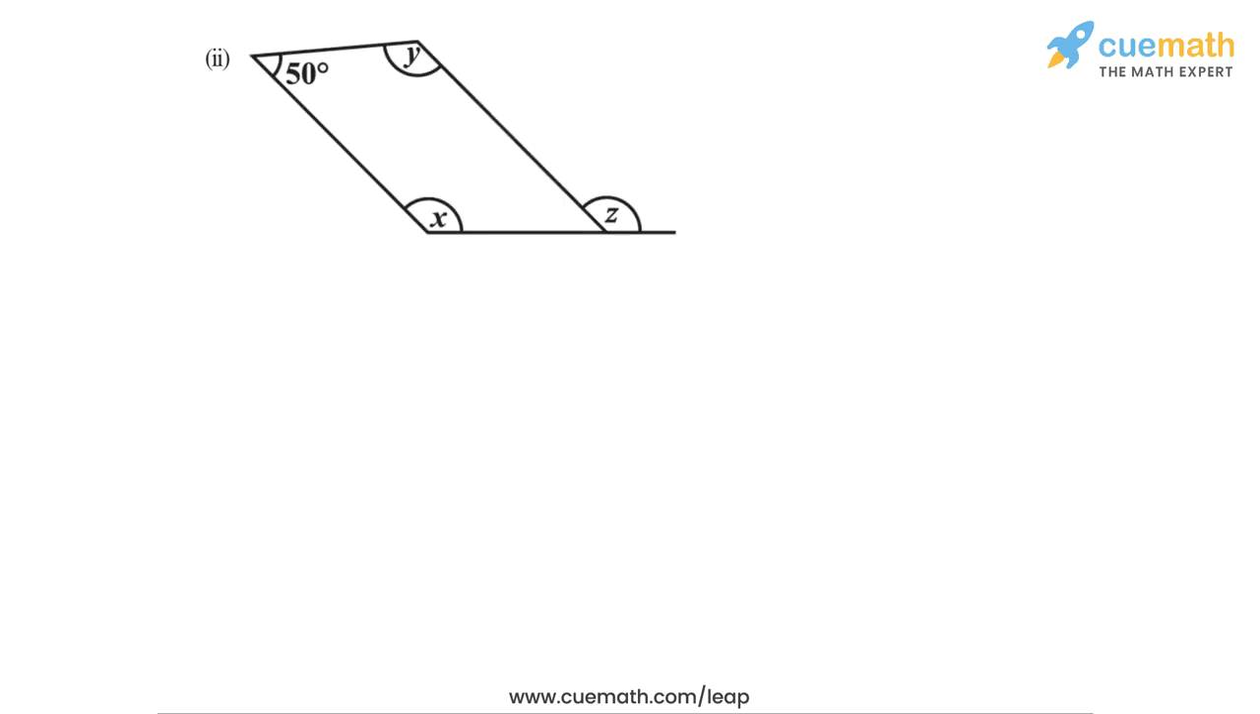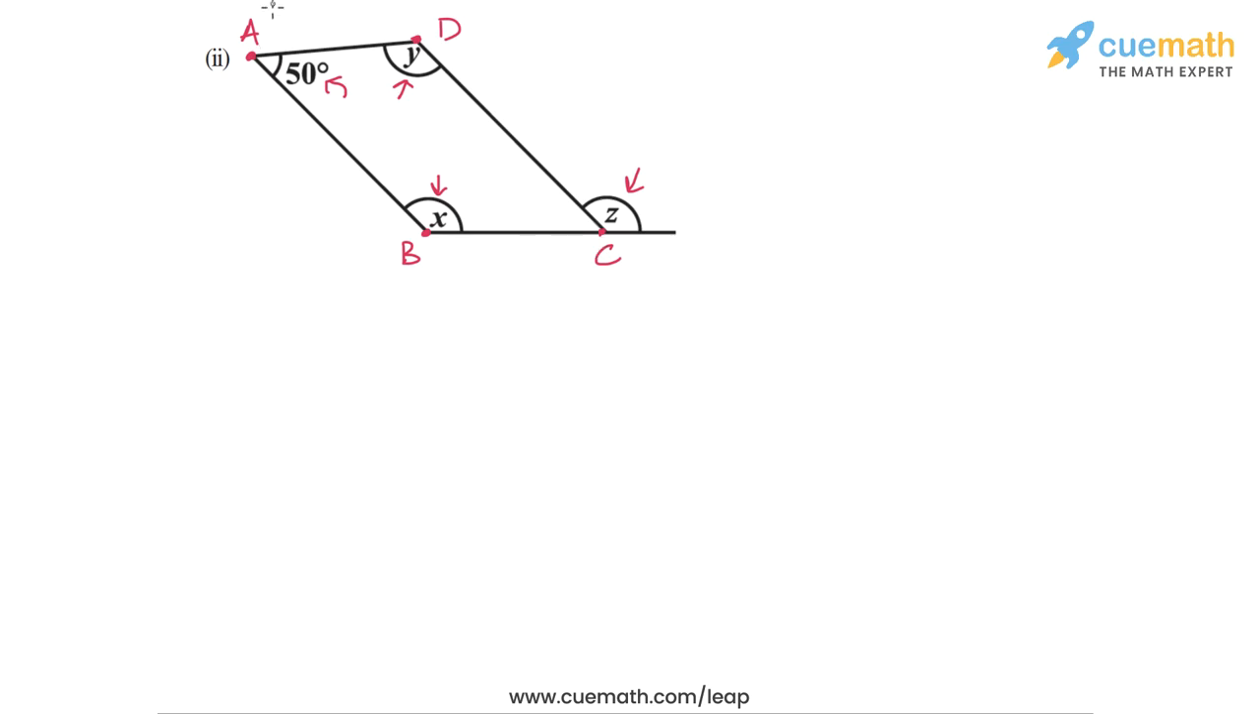Now in part 2, we have this parallelogram. Let's label the vertices of the parallelogram. So let's call this A, B, C and D. And we see that one of the angles of the parallelogram is known. It's 50 degrees. We have to find x, the angle at B. We have to find y, the angle at D. And we have to find z, which is the exterior angle at C.